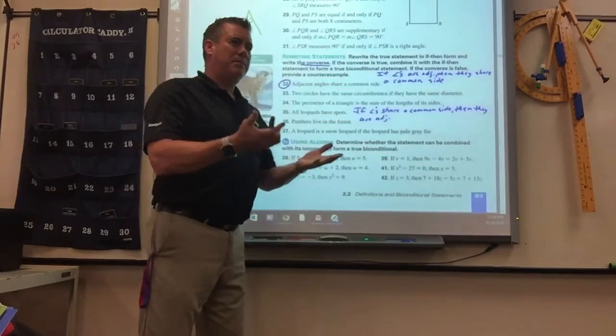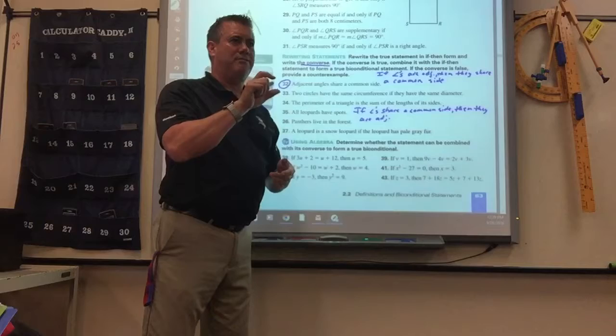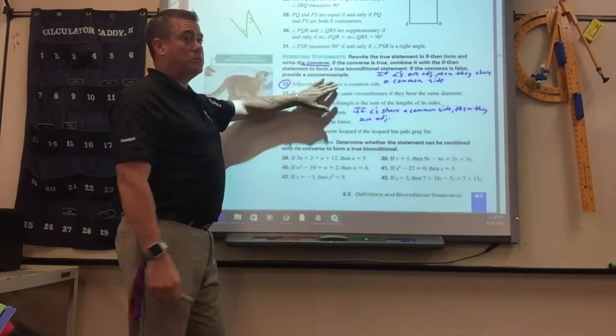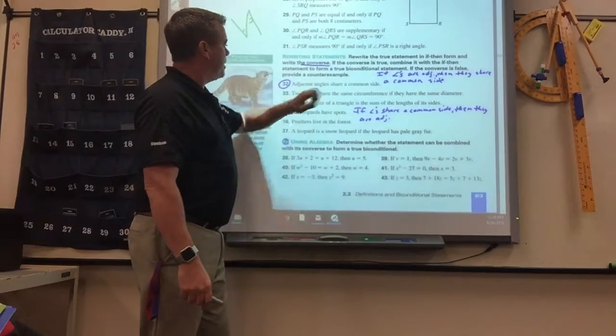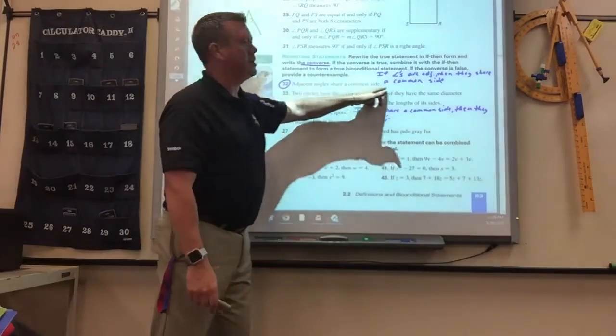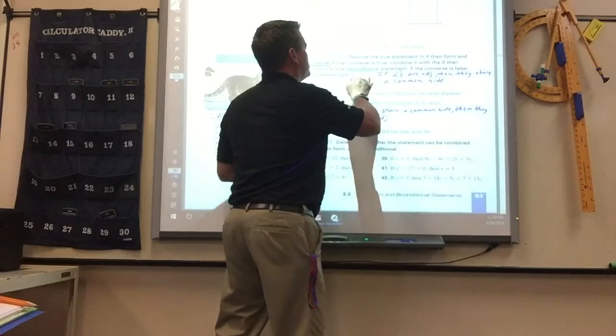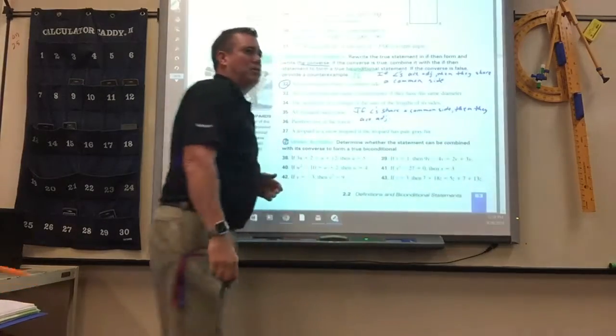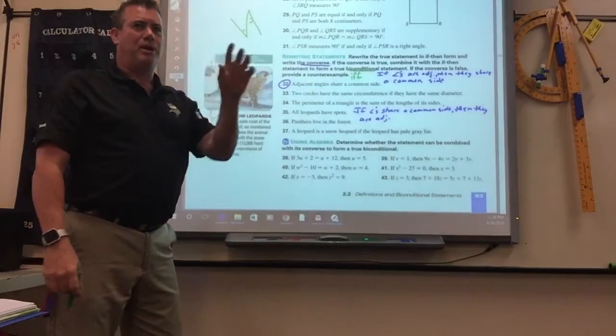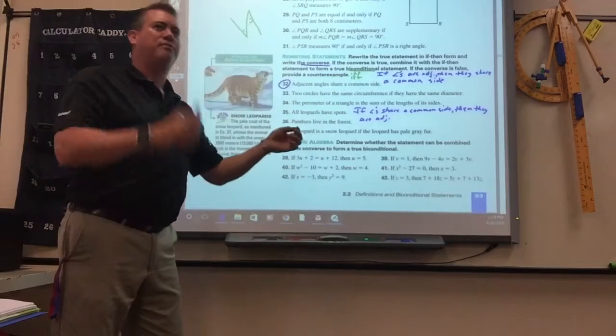If you do have to write the biconditional, remember you just put if and only if in the middle. Say this was one, you'd say adjacent angles. Angles are adjacent if and only if they share a common side. So remember, for the biconditional, you can just use IFF for if and only if. You put that right in the middle, and you don't start it with if and you don't have a then.